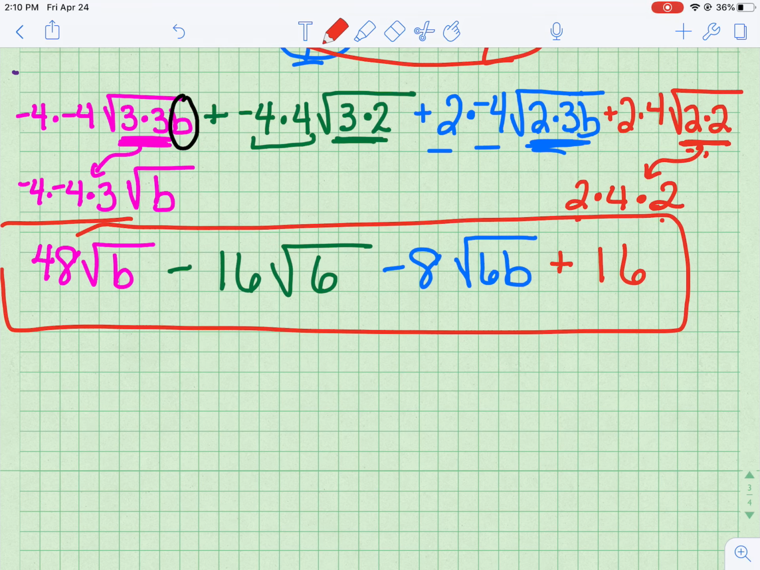Okay. Yeah, it's kind of ugly because it didn't come out very nicely. A lot of numbers. Yeah, and not pretty numbers either. I know.